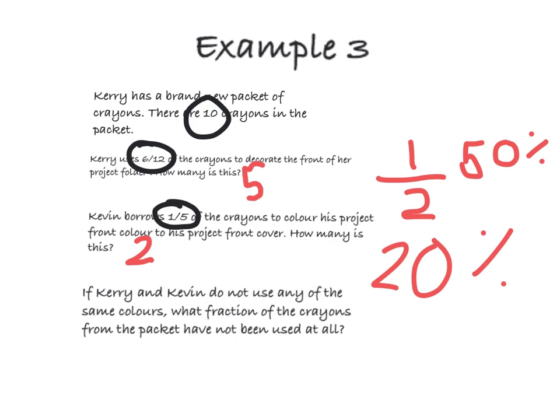On to the last part now. If Kerry and Kevin do not use any of the same colours, what fraction from the packet have not been used at all? Well, we know that Kerry has used 5 crayons and Kevin has used 2, which makes our answer 7 crayons, because 5 plus 2 is 7. Okay, but we know that they've not used any of the same colours, so there must be some left over. 5 plus 2 is 7, and 10 take away 7 is 3, which makes our answer 3.